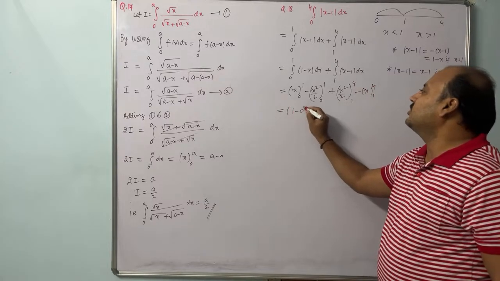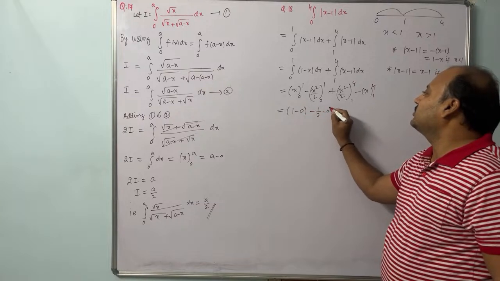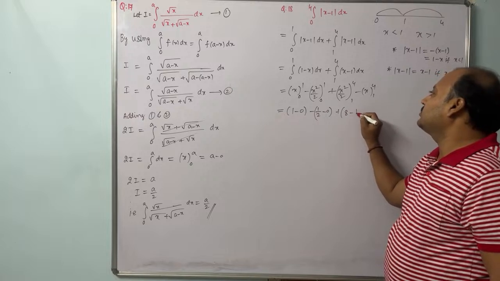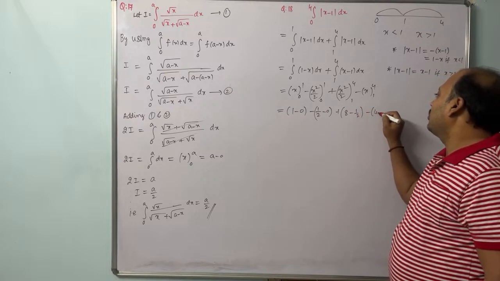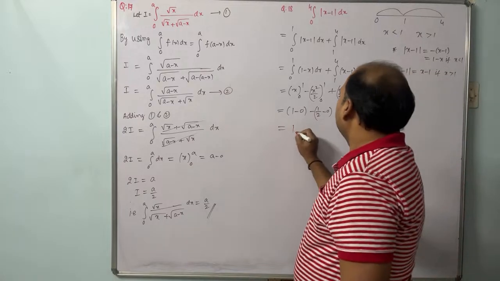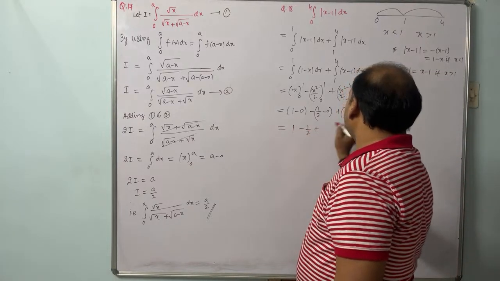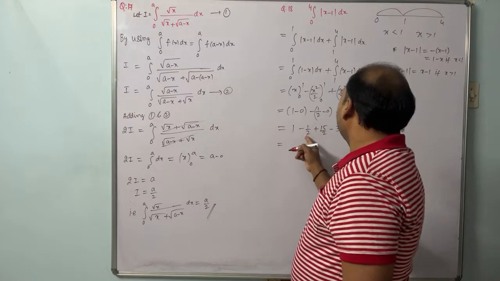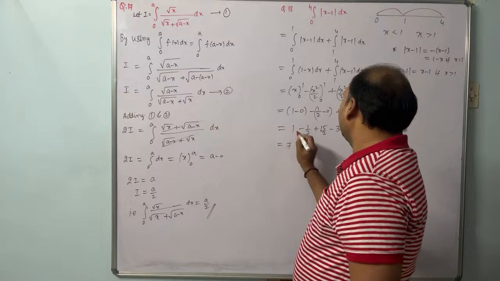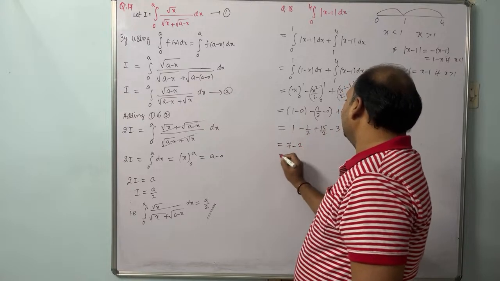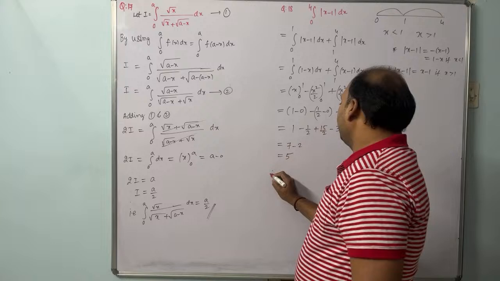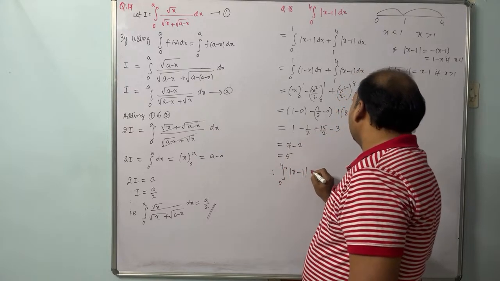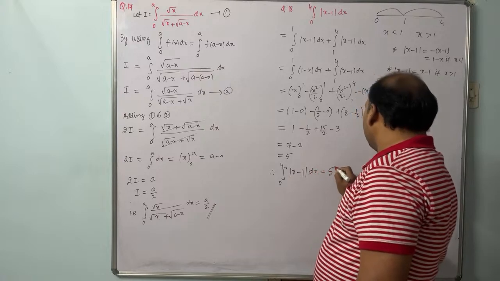So 1 minus 0, minus 1 by 2 minus 0, plus 4 square 16 by 2 means 8 minus 1 by 2, minus 4 minus 1. 1 minus 1 by 2 plus 16 minus 1 is 15 by 2, minus 3. So 15 by 2 minus 1 by 2 is 14 by 2, that is 7. 1 minus 3 is minus 2, which is equal to 5. Therefore, integral 0 to 4 mod x minus 1 dx is equal to 5.